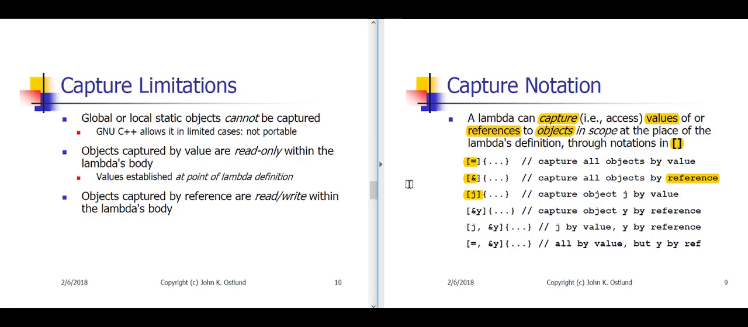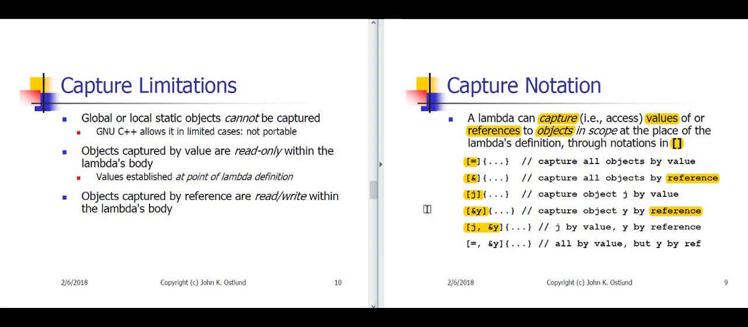So for example, if there is some object j within the scope where you're defining your lambda, you can give j within the lambda introducer to indicate that within the body of the lambda you just want to be able to use the value of j. On the other hand, if there's some y object in the scope where you have defined your lambda, then you can access the y object by reference within the body of the lambda if you say ampersand y in the introducer. And you can sort of mix and match what's going on here.